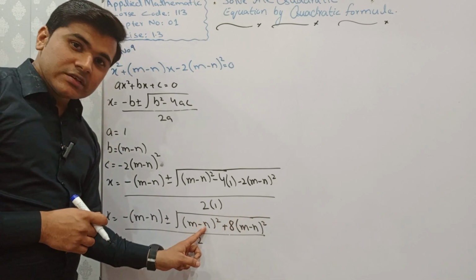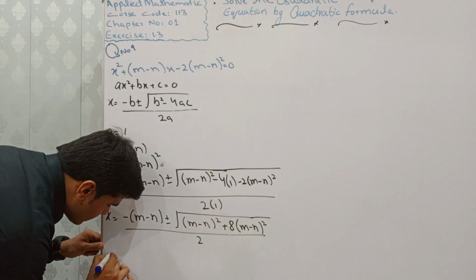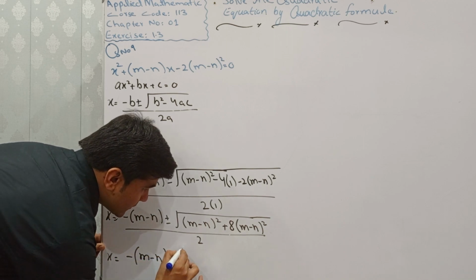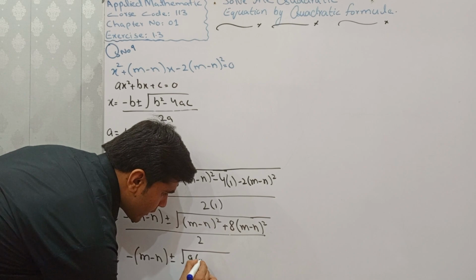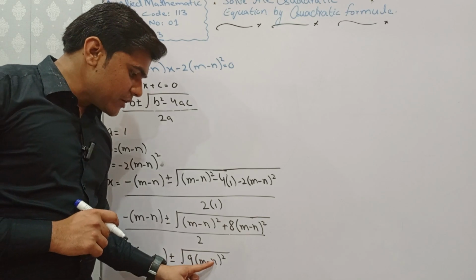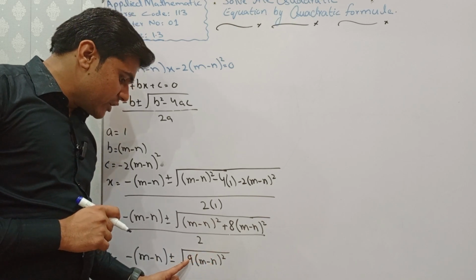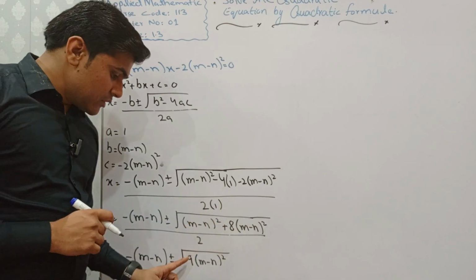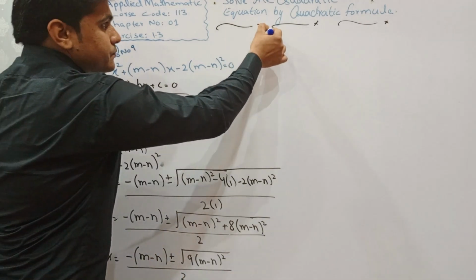So we have same bases, the operational sign is plus, so simply add the coefficients. So it will become x equals minus (m − n) plus minus radical 1 plus 8, the answer will be 9(m − n)². Now look, radical 9(m − n)². So simply we can write 3 whole square instead of 9, so it will become 9. Clear? And this divided by 2.